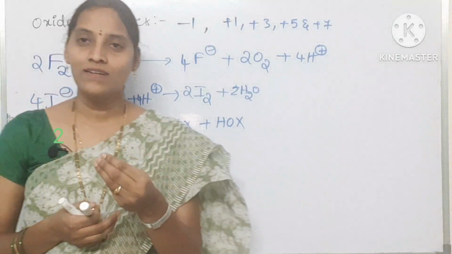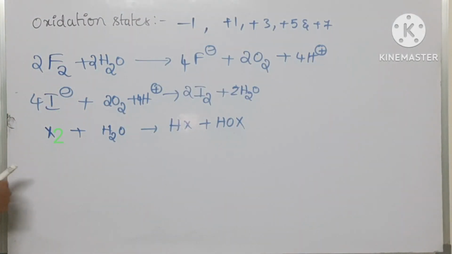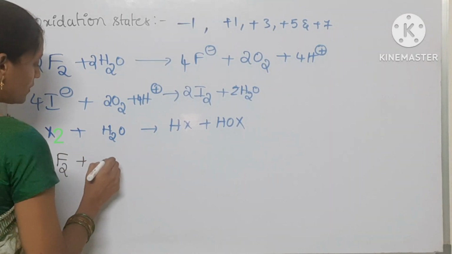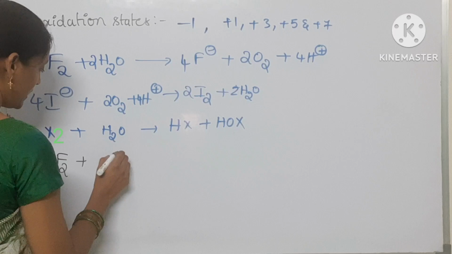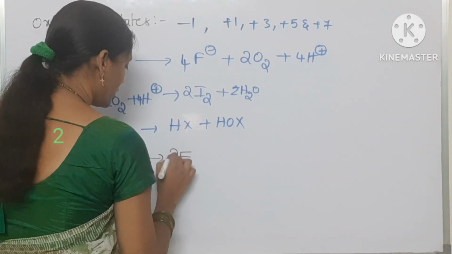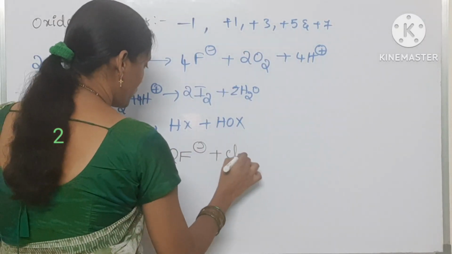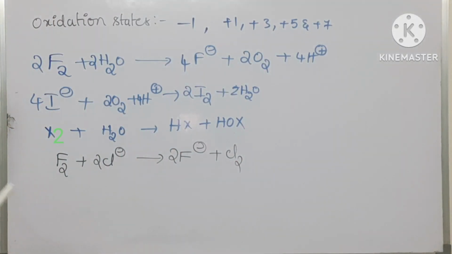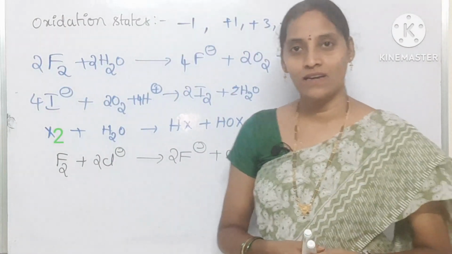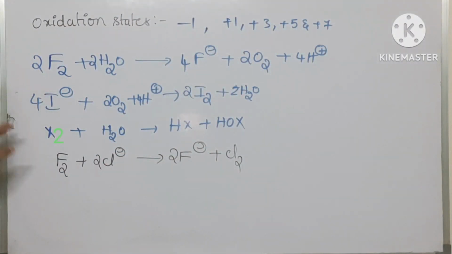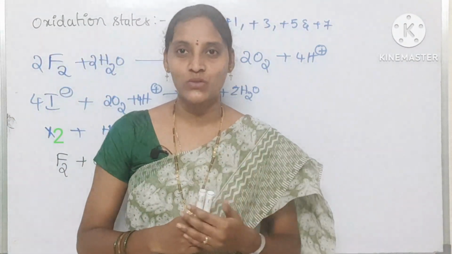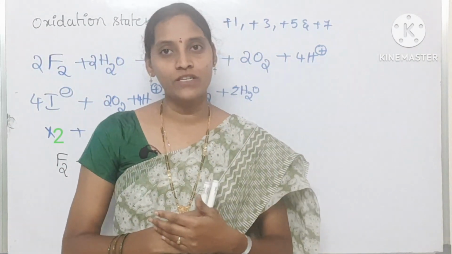In the same way fluorine oxidizes the higher halide ions. You can see one example of that also. This is fluorine F2. If you take 2 Cl minus ions, fluorine is going to be reduced and Cl going to be oxidized like this. In the same way, Cl oxidizes the bromide ions, bromine oxidizes the iodide ions, like that. Okay, this is about the oxidation states of group 17 elements.